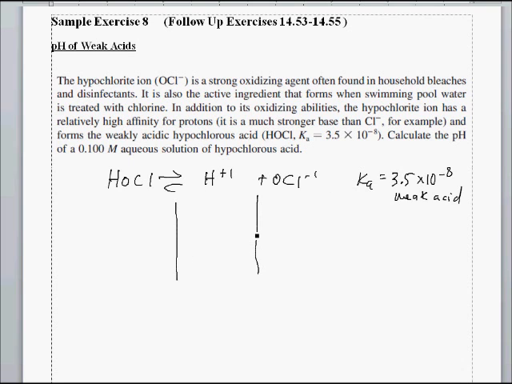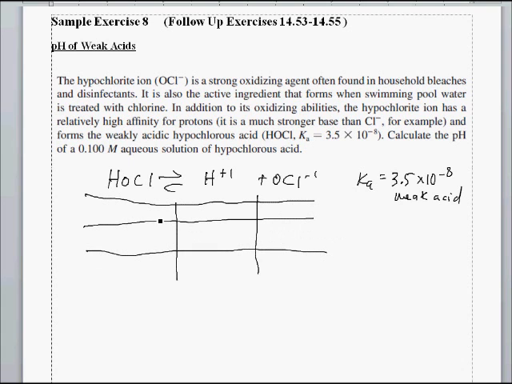So now I'm going to basically set up my ICE table. And here's what I'm given. It's a 0.1 molar solution of acid when we start, so I'll put that in. We'll assume that there's no initial hydrogen or hypochlorite ion. Since that's true, the equilibrium proceeds to the right, so we lose X amount of hypochlorous acid, and we gain X in hydrogen ion and X in hypochlorite ion. So at equilibrium we have 0.1 minus X, X, and X, right?